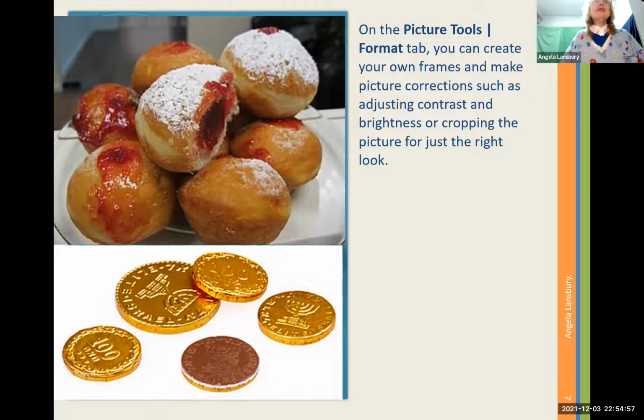So here are the donuts. This one is a jam donut. And you also have gold coins. They're not gold, they're chocolate coins covered in gold foil. And as you can see, stamped on them, they've got the Hanukkiah, which is the 8.